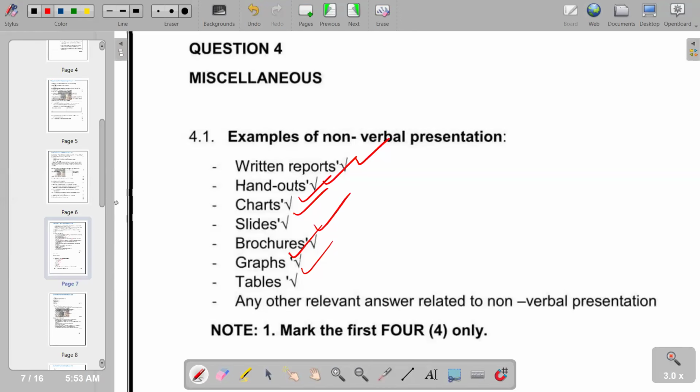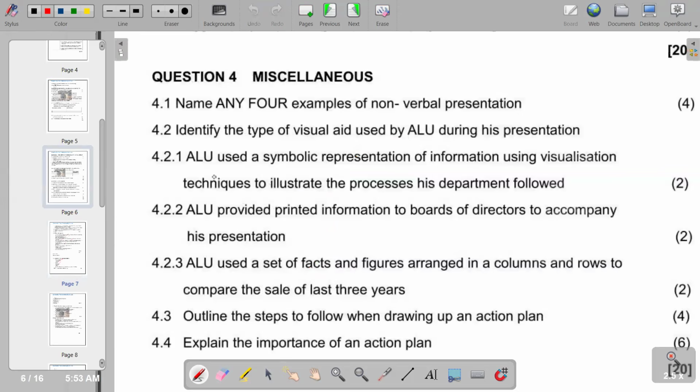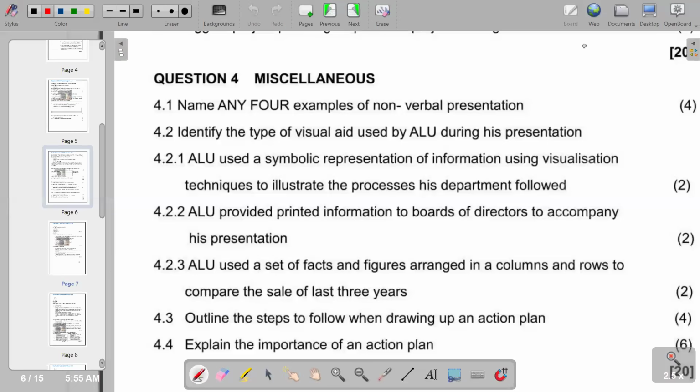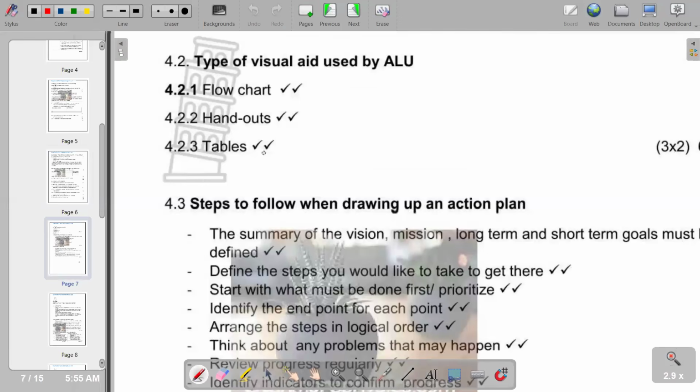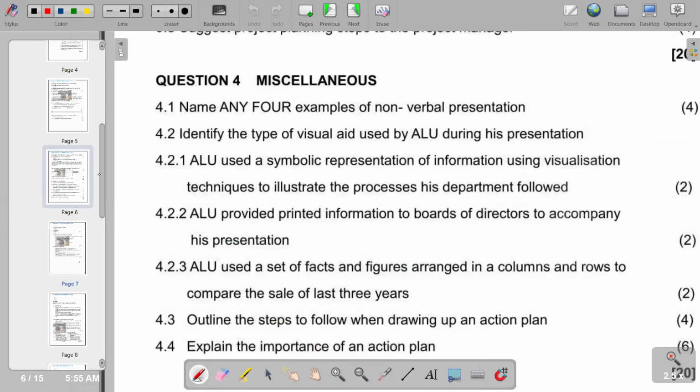So we go to the next question, which is 4.2. Identify the type of visual aid used by ALU during his presentation. You'd see that the type of visual aid used is the flowchart. We have the flowchart.